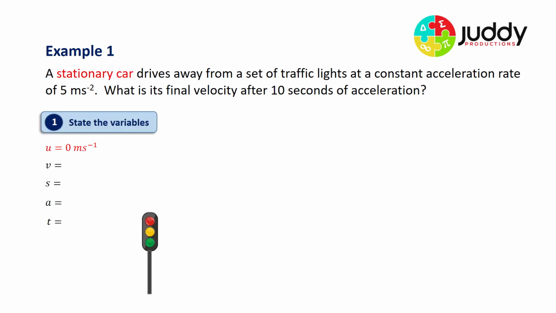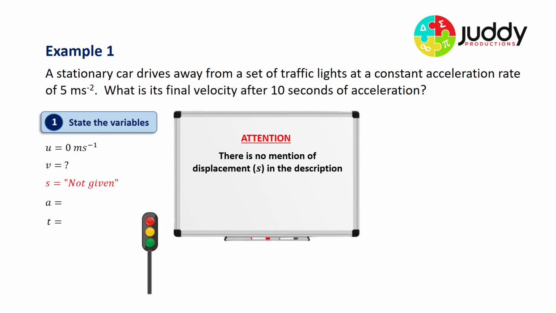So we state our variables. The initial velocity is 0 meters per second as the car is stationary. The question we're trying to solve is what is the final velocity? So V equals question mark. S, the displacement, is not given in this example. Okay, there's no mention of displacement in this description.